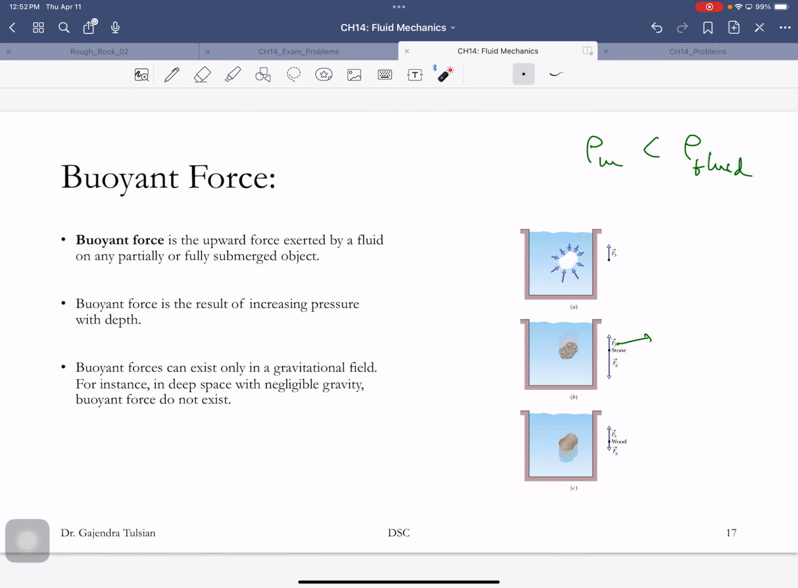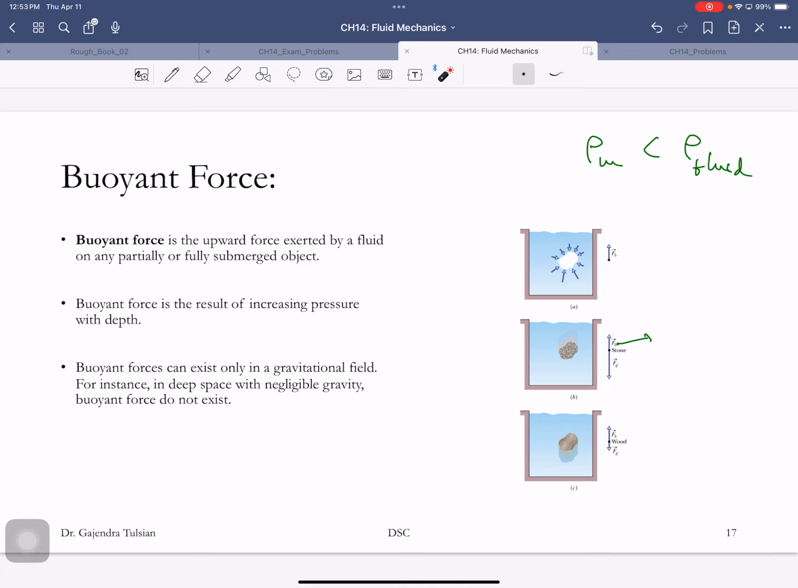Okay, and then we saw that if a fluid is in a gravitational field, you saw that the pressure in the fluid increases with depth. So the pressure here at the bottom is higher than the pressure at the top. So any object immersed in a fluid experiences an upward force. And that's the buoyant force.